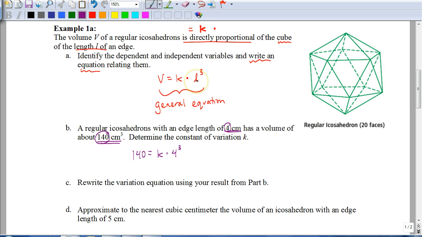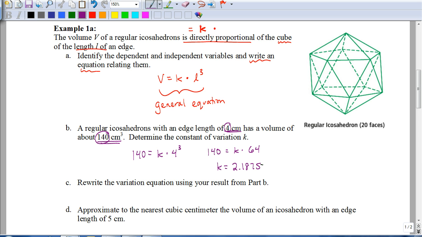And my length is going to be cubed, so in my formula it says L cubed. So now I just solve this. So 4 cubed is 64. So to find out what k is, I'm going to divide both sides by 64. Now when you do this on your calculator, you get 2.1875.